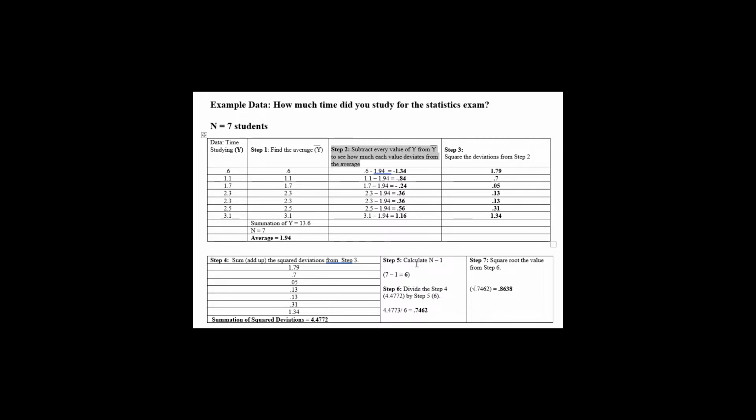Now we're going to calculate n minus 1 for step 5. So we had 7 observations. 7 minus 1 is 6. Step 6, we're going to divide step 4 by step 5. So 4.4772 divided by 6. We're going to get 0.7462. And then we are going to square root that value. So the square root of 0.7462 is 0.8638.